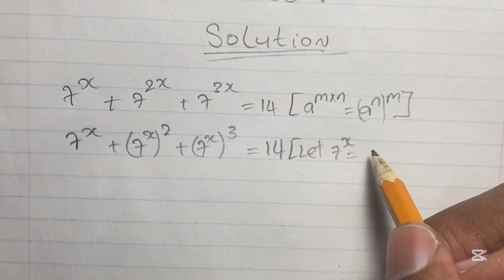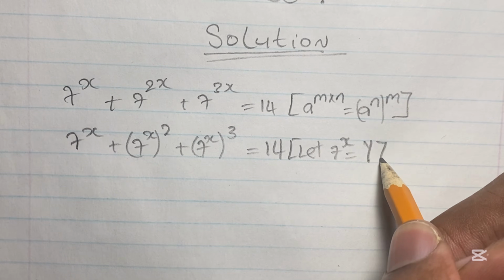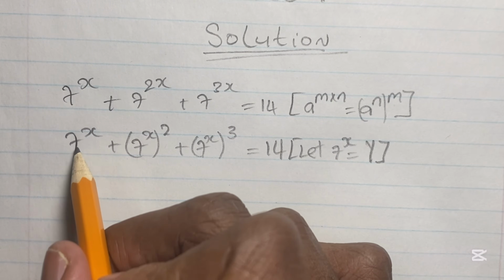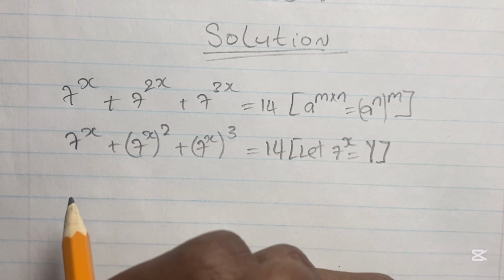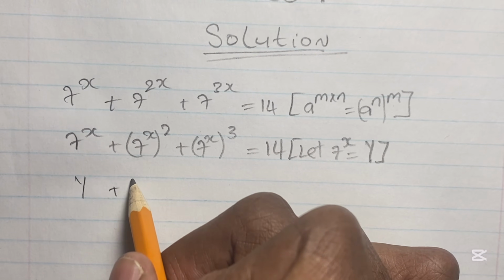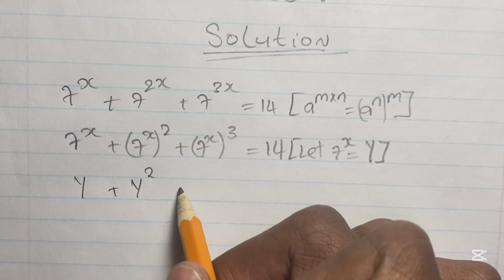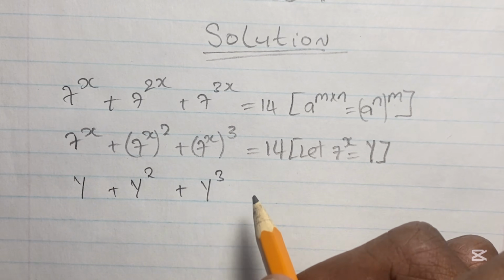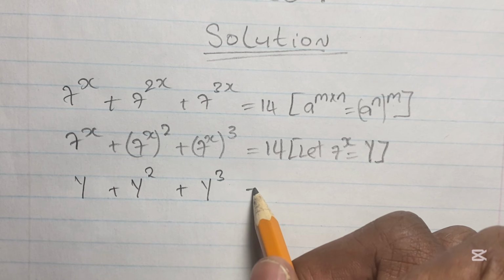Now from here we say let the value of 7 to the power of x become y. So we'll substitute 7 to the power of x with the variable y. Here where we see 7 to the power of x, we'll represent that by y. So we have y plus y squared plus y cubed is equal to 14.